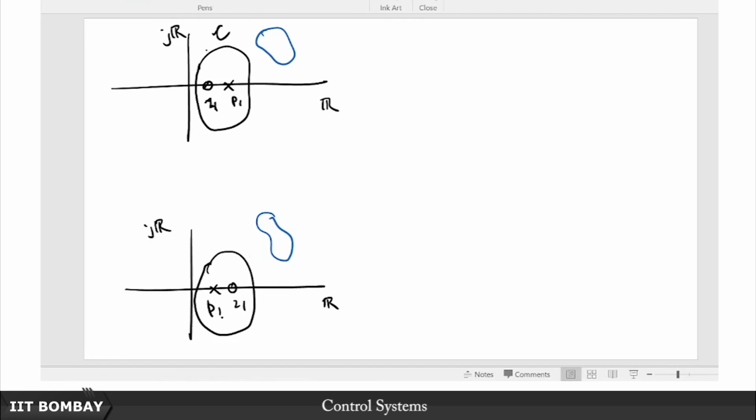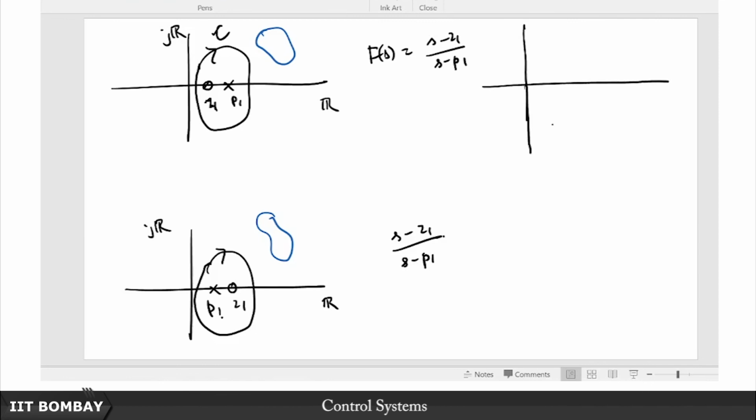But now I want to see what is going to happen if I have both of these fellows inside, what is going to be the net contribution. So f of S is going to be S minus Z1 by S minus P1, here also S minus Z1 upon S minus P1, and let us see the effect of this. This is my JR, this is going to be my real part of F and the imaginary part of F.